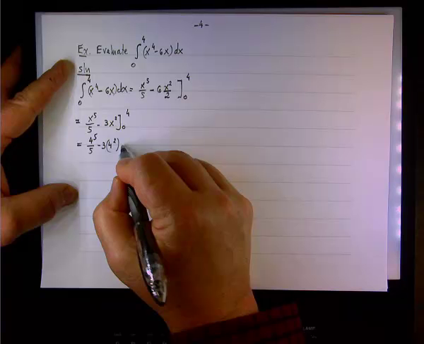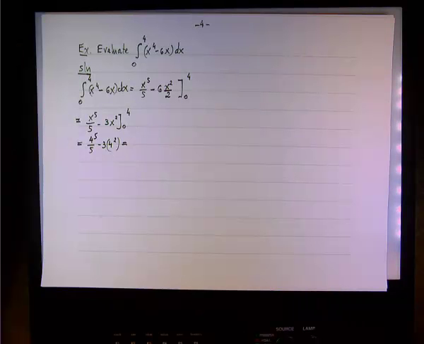So what do we have here? 4 to the 5th, I'm sorry, did I say to the 4th? 4 to the 5th over 5 minus 3 times 4 squared, minus 0, so we don't have to worry about any other stuff. So, okay, first challenge. What is 4 to the 5th without a calculator?